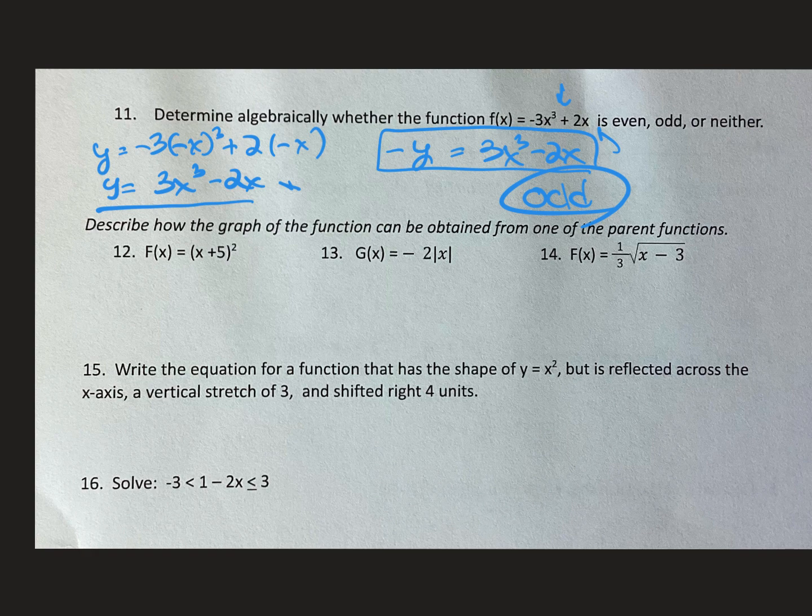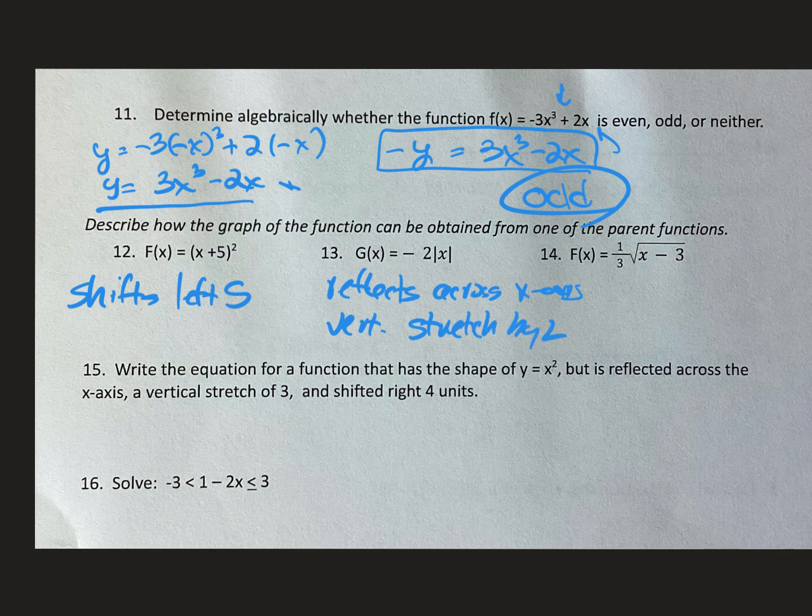And number 12, determine how one of these can be taken from the next. Okay, remember all those transformations we did. The 5 is inside. Remember that shifts your graph left or right, opposite of what you think. So I'm going to put shifts left 5. The next one has a negative in the front, so it reflects across the x-axis. Remember, don't write flips, write reflects across. Also, the 2 in the front is a vertical stretch by 2.